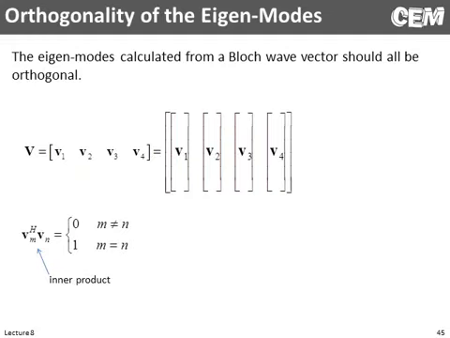Now let's figure out a way to compare the modes with itself. And we'll define what's called an inner product. We will take 2 column vectors, or 2 eigenvectors, which is not the eigenvector matrix. We're talking about the individual eigenvectors in here, which are column vectors.